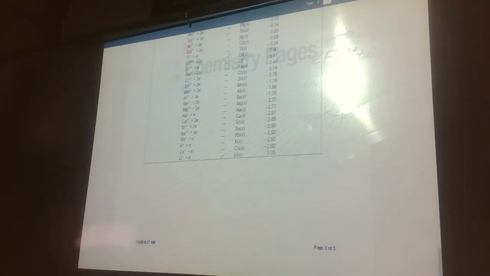Anything else on this worksheet that you're confused about? You said number 2 wouldn't be. Number 2 is more difficult. They don't have the Nernst equation on your equation sheet anymore. All right, back. Let's go to the summary.